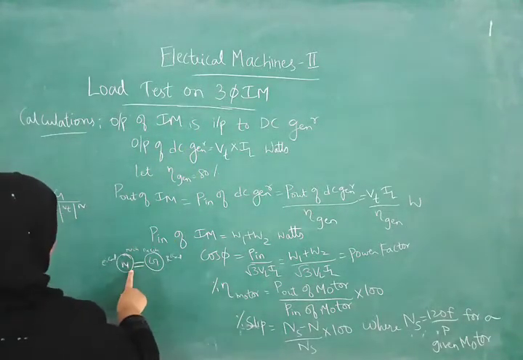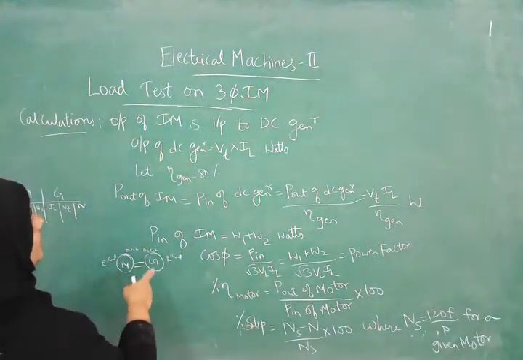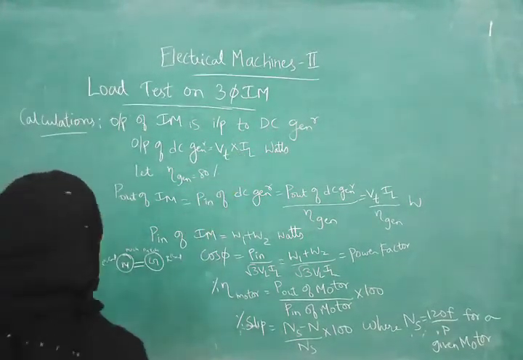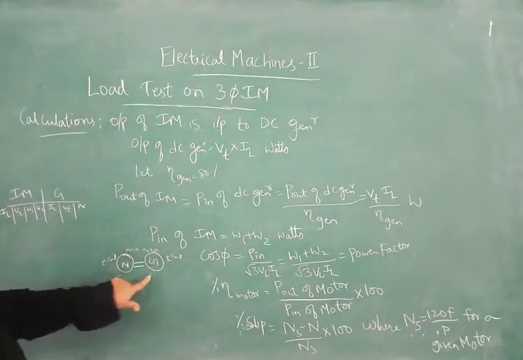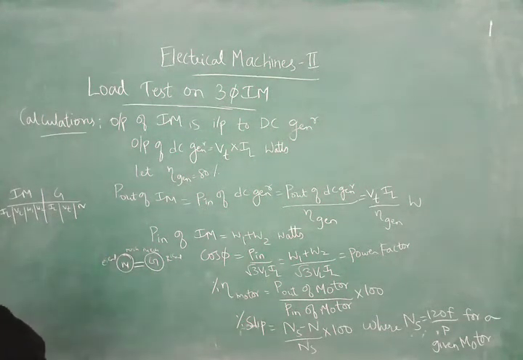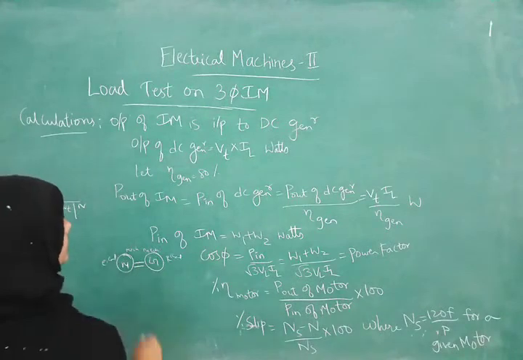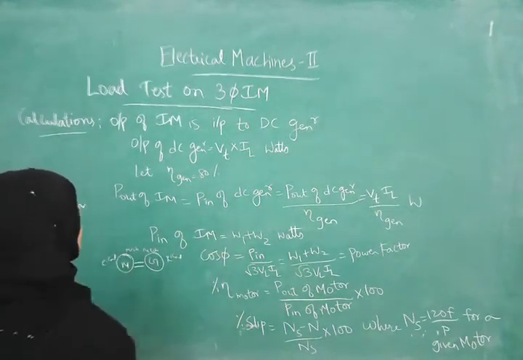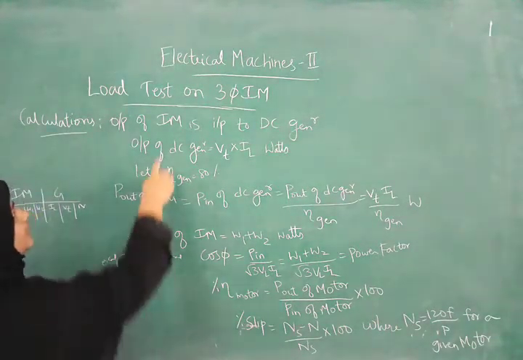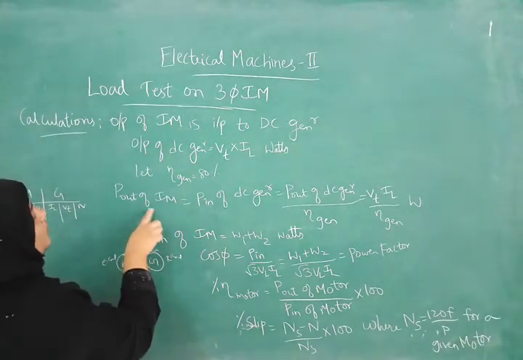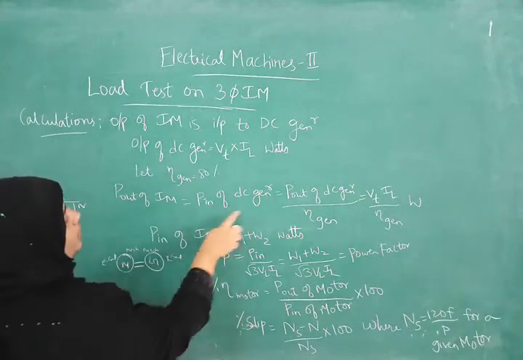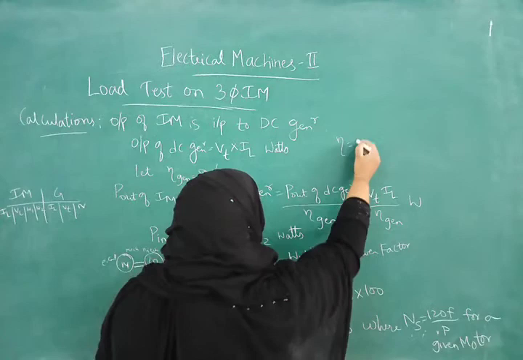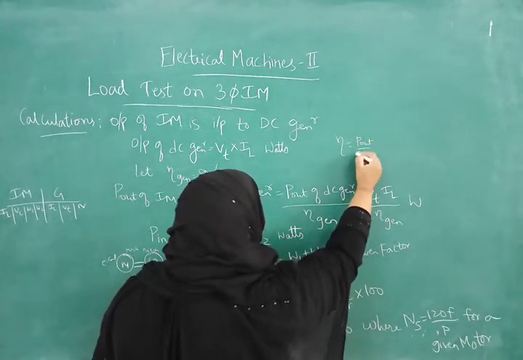Output of the induction motor is input to the DC generator, and the output of the generator is how much? VT into IL, terminal voltage into load current. VT into IL will be the output of the generator. Now let us assume that the generator efficiency is 80%. Now P out of the induction motor will be equal to P in of the DC generator. The same thing we have written here, that is P out of the induction motor is equal to P in of the DC generator. So the efficiency formula will be what? Output power by input power, P out by P in.